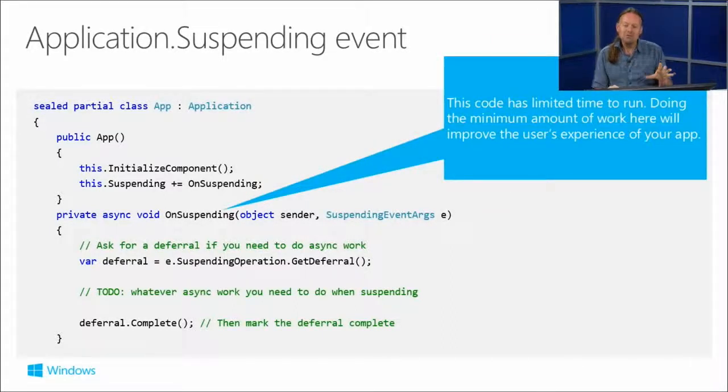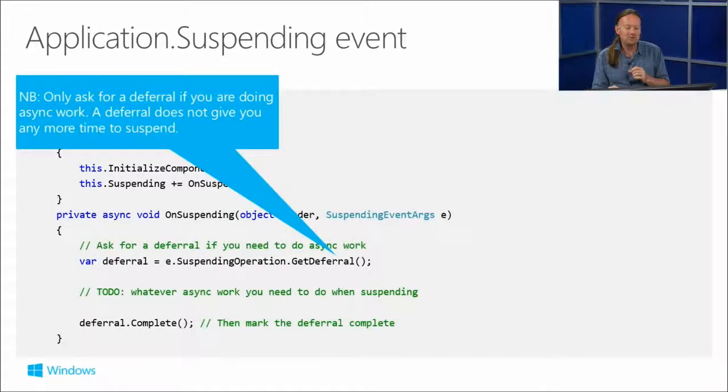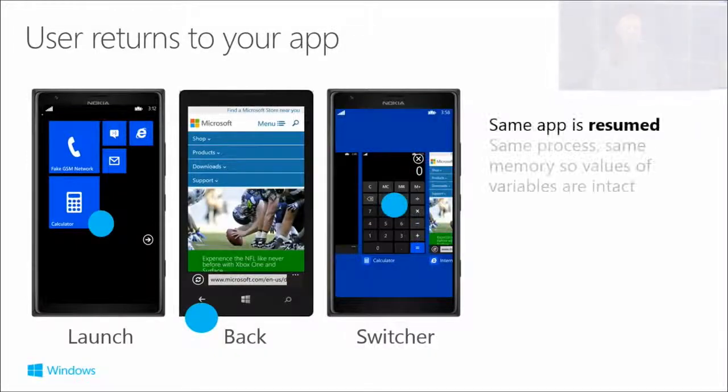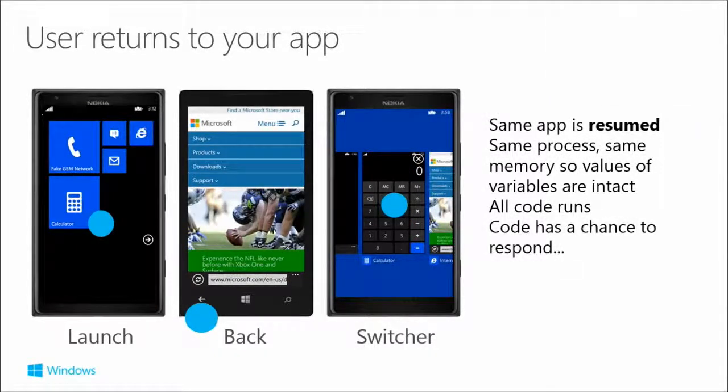You only have a limited time to do all this, so you need to think about it. Don't defer all your work into this OnSuspending event handler. Typically, in a mobile app, you'll save files as you go along. As you leave a page, you might save data and that sort of thing. But you only have a limited amount of time in there. This is the deferral thing: if you're doing any async, you get the deferral there and then complete it later on. Okay, so now, what happens when the user comes back to your app?